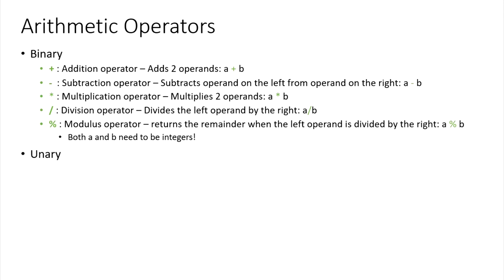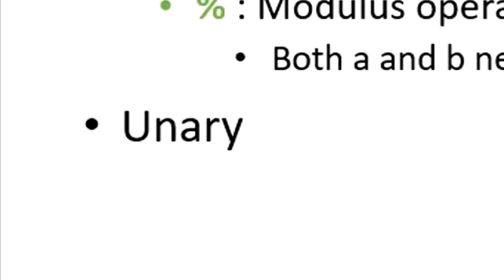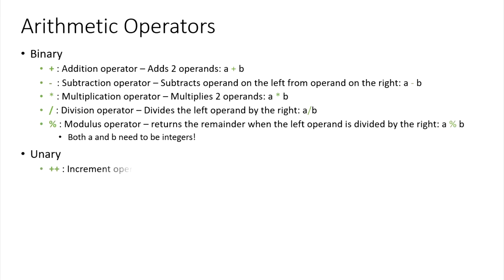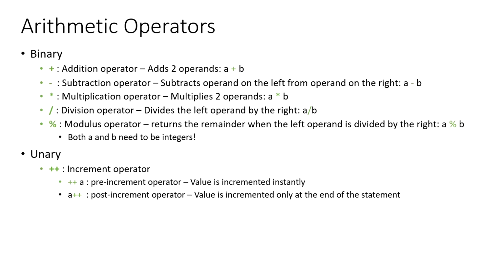The lesser known arithmetic operators are the unary operators. The double ++ symbol defines increment operator that is used to increment the value of the operand by 1. Depending on where these operators are placed, they have different meaning. If they are placed before the operand, that is on the left side of the operand, they are called Pre-Increment operator. This operator does the value increment right away, even before the rest of the operations in the statement.